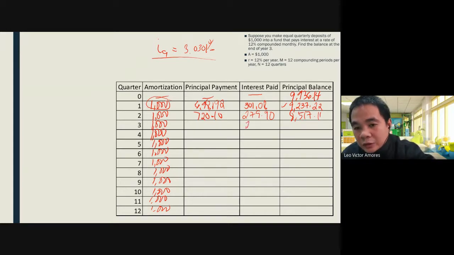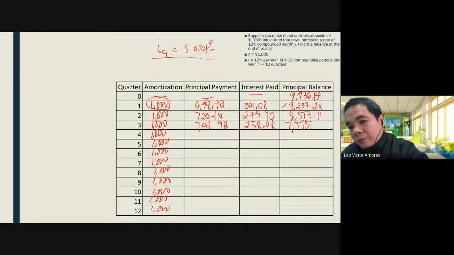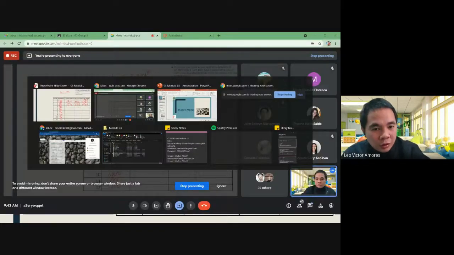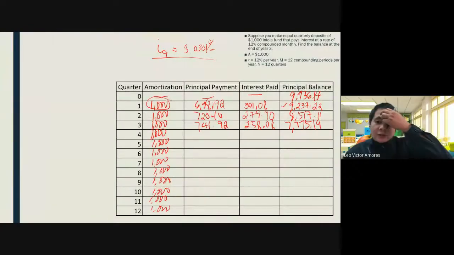So succeedingly, I just multiply. The interest is 258.08. The principal payment is 741.92. And the balance is 7,775.19.